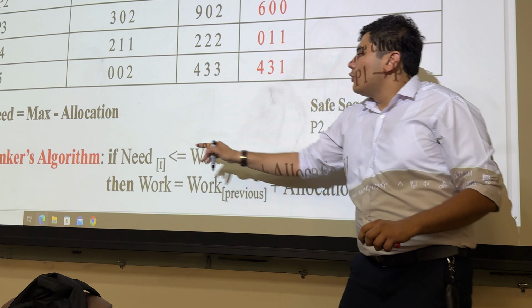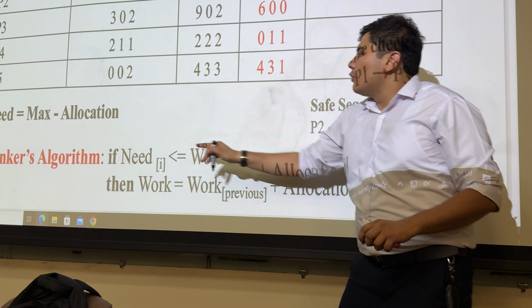Now we are going to do the third one. This one is approved. Now we come to process number 3. For process number 3, you check the same. First you check the need of the process. What is the need for P3? The need is 6, 0, 0.